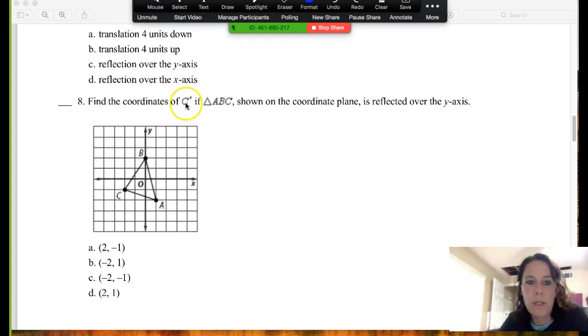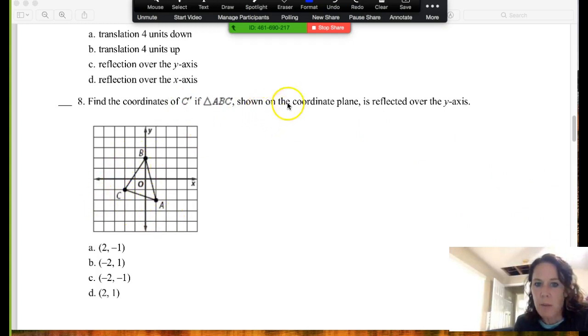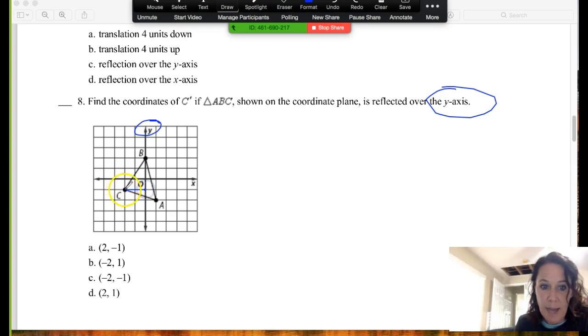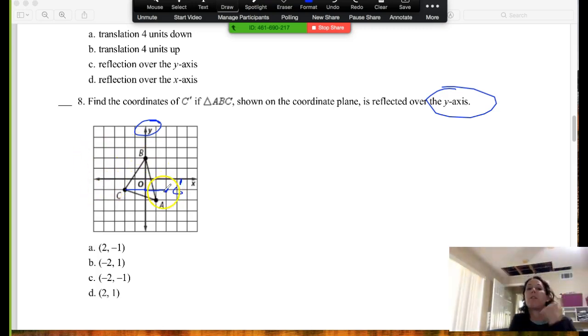Find the coordinates of C prime if triangle ABC shown on the coordinate plane is reflected over the y-axis. So I want to reflect over the y-axis here. Here's my y-axis right here. That means I'm going to reflect over it. And I have C. If I want to reflect over the y-axis, I go perpendicular to the y-axis. I count that number of coordinates, 1, 2. And then I do that same number on the other side of the y-axis perpendicular, 1, 2. And I land right there. There's my C prime. So that's where I would place my C after reflecting it over the y-axis.